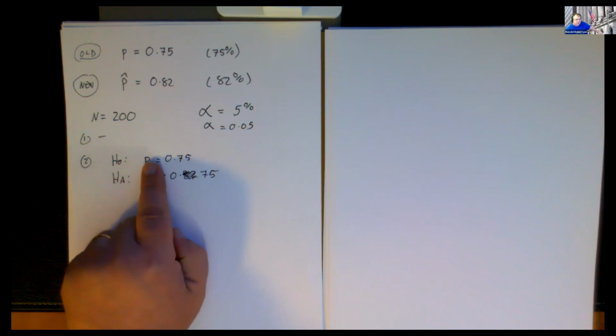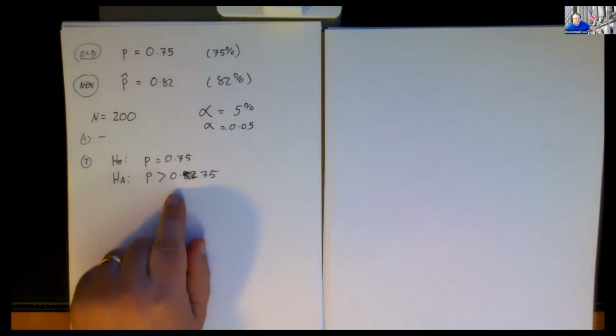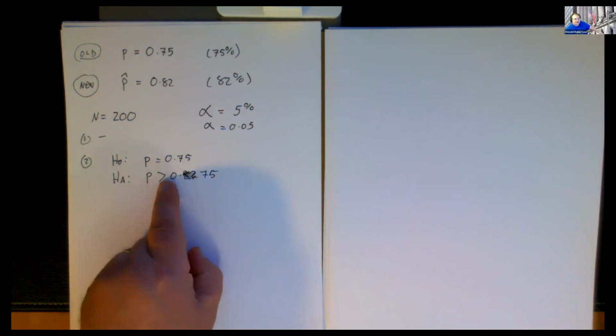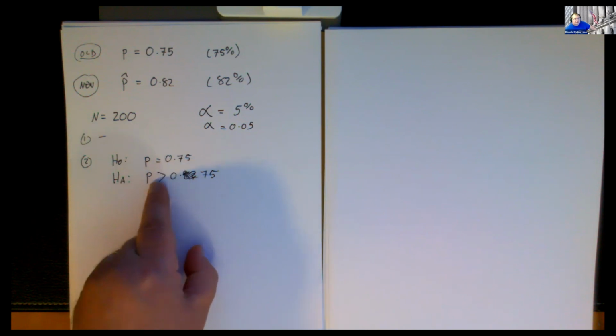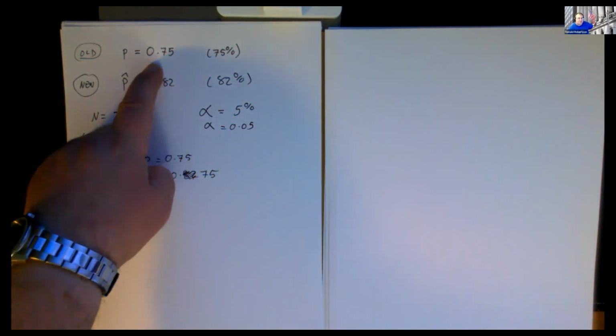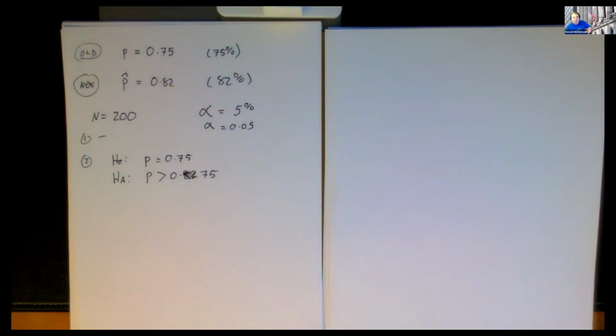The first one is always equal to whatever the start was, right? And the second one is what we're hoping to find evidence for. So P is greater than this number, P is less than this number, or P is not equal to this number. That's the only choices that alternate has. And the null doesn't even have a choice. It's always P equals whatever they tell you in the story was what it used to be.